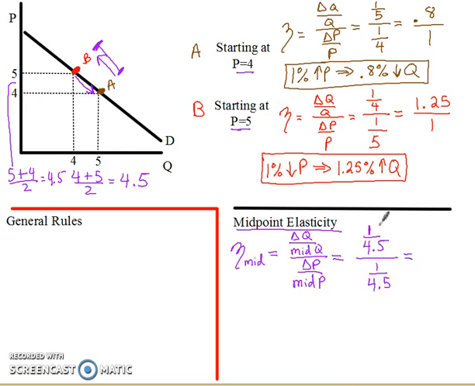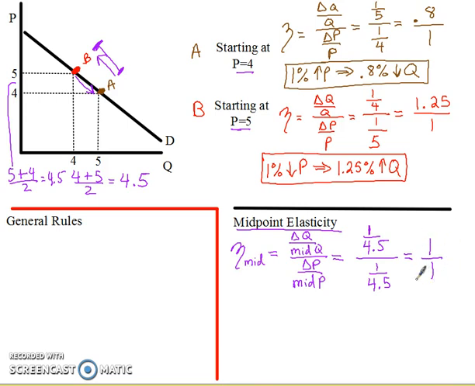And then 1 divided by 4.5, all divided by 1 over 4.5 is simply equal to 1, which remember we want to write as 1 over 1. So the elasticity is equal to 1 when we use the midpoint formula. And that's the formula that I'm going to use most of the time because it's going to give us a more accurate number.